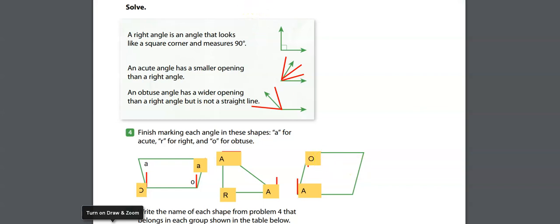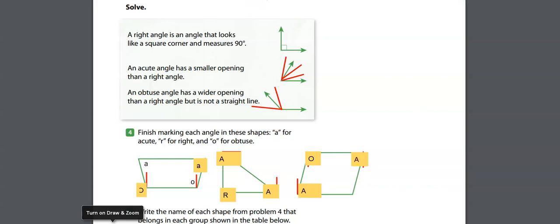We're going to do the same thing for our other side. We're going to draw a line. It's going to show us where 90 degrees would be. And this is what a 90-degree angle would look like. But my angle is a little less than 90 degrees. So this will be acute. So let's draw an A in this angle.